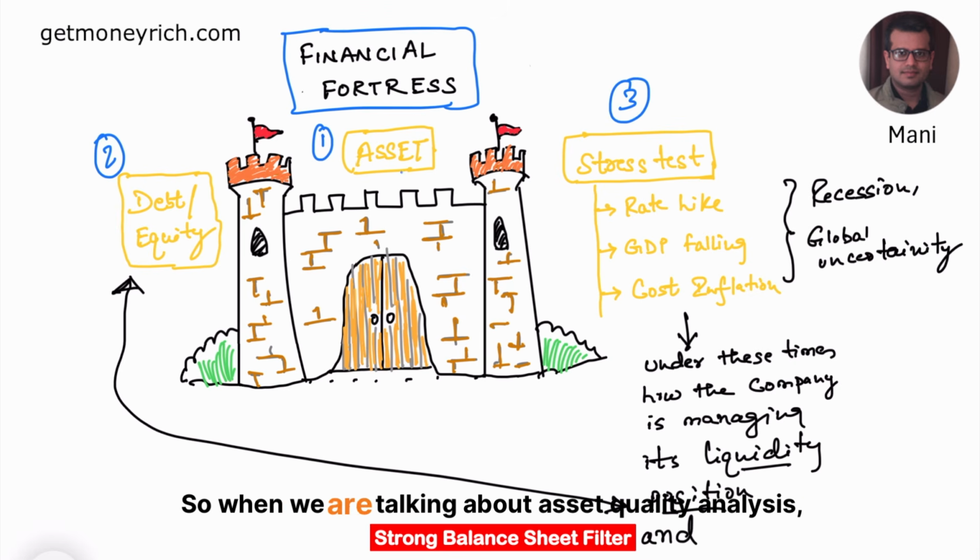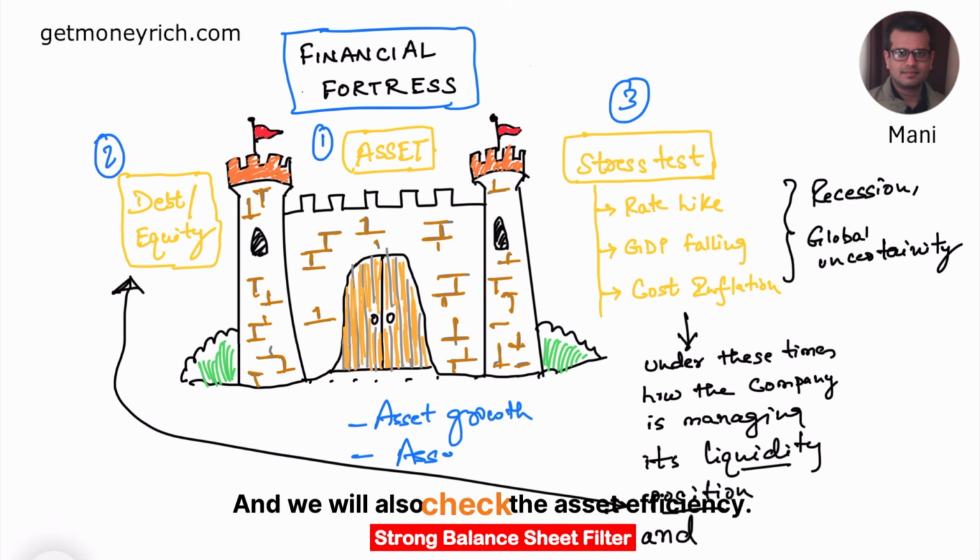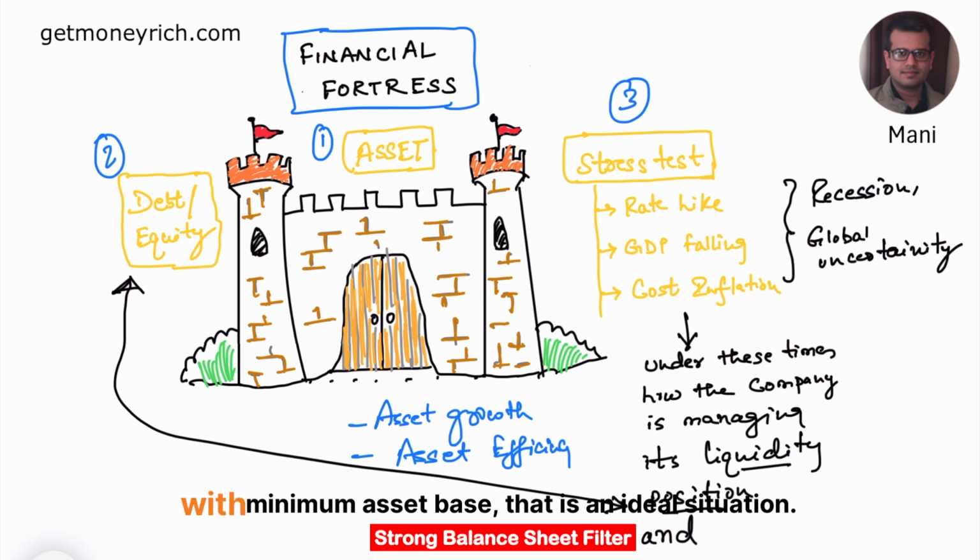When we are talking about asset quality analysis, we will check how fast the company's assets are growing, and we will also check the asset efficiency. When we talk about asset efficiency, I'm talking about how much profit the company is able to generate per unit of asset. If a company has a huge asset base but is generating only very small profit, it is not good. But if a company can generate maximum profits with minimum asset utilization, with a minimum asset base, that is an ideal situation. So for a stock to become a multi-bagger, its balance sheet must be asset light.